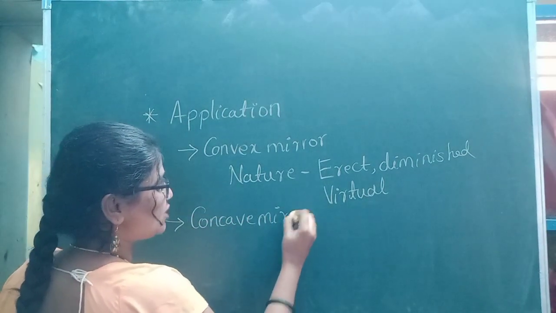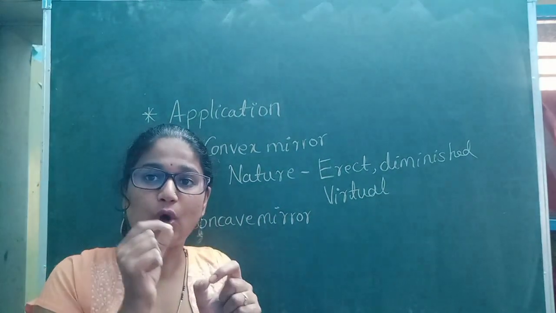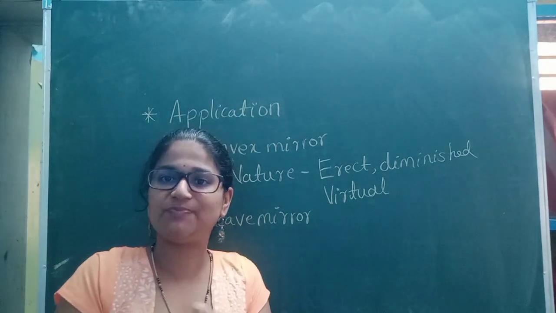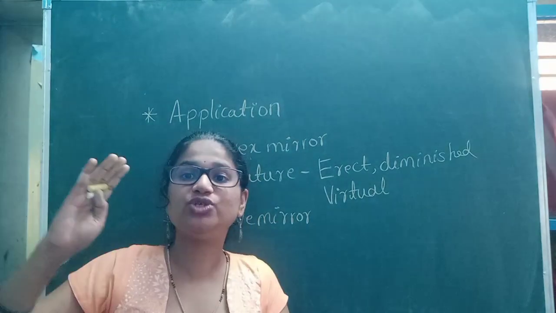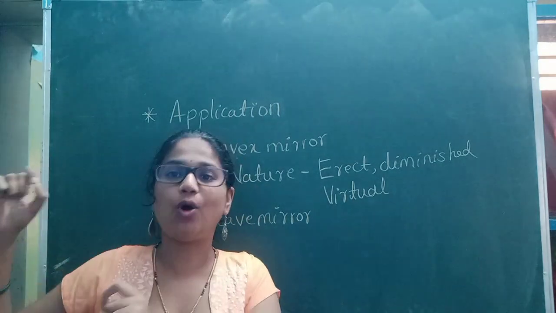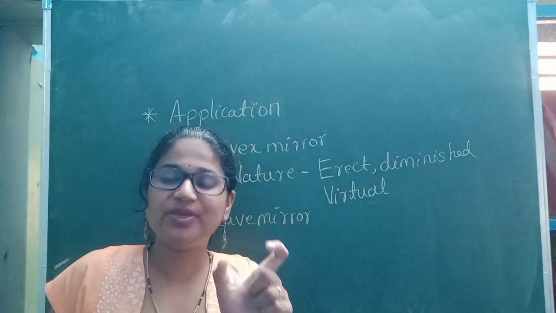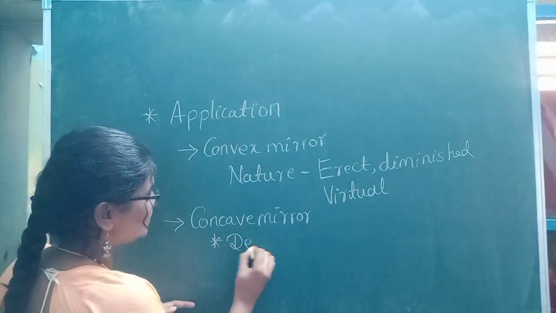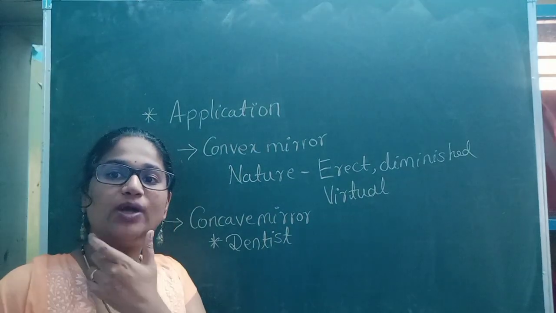In the last session itself, we discussed the concave mirror. That is, when an object is placed very near to the pole of a spherical mirror, the object appears magnified, very large in size. The image appears magnified than the object. So that property or that nature of the concave mirror is used by the dentist, okay, to check our teeth.